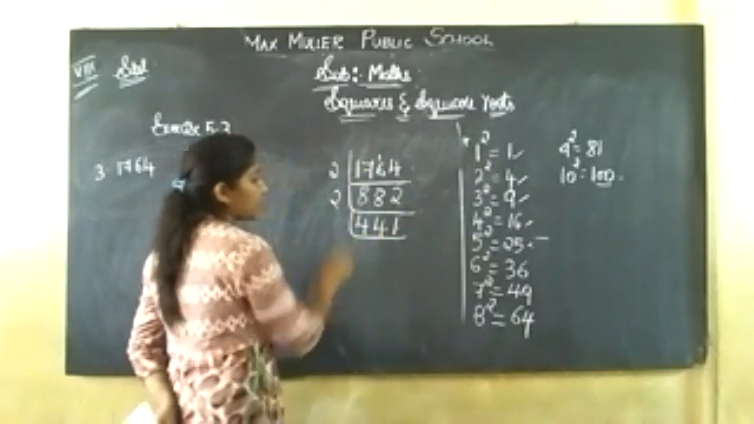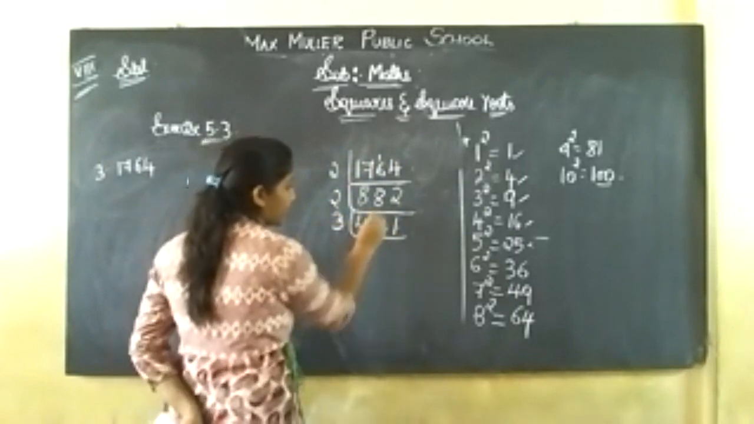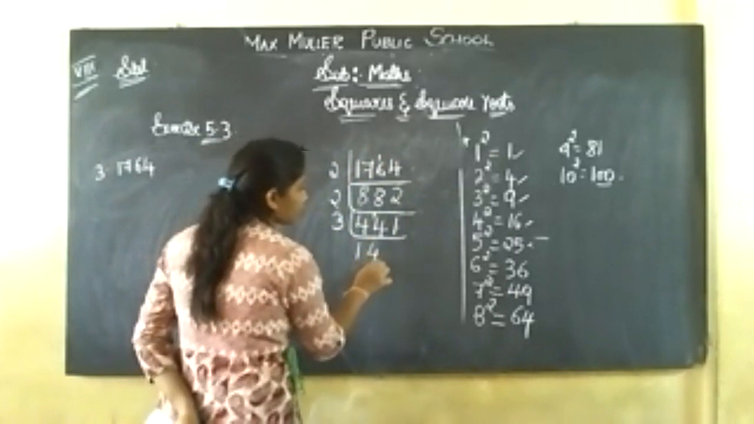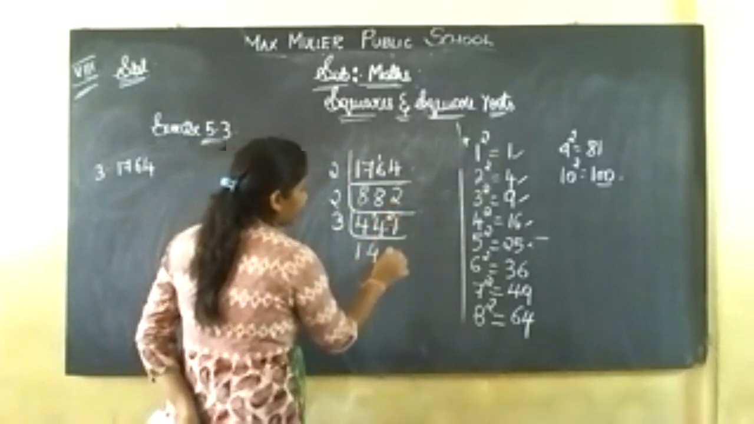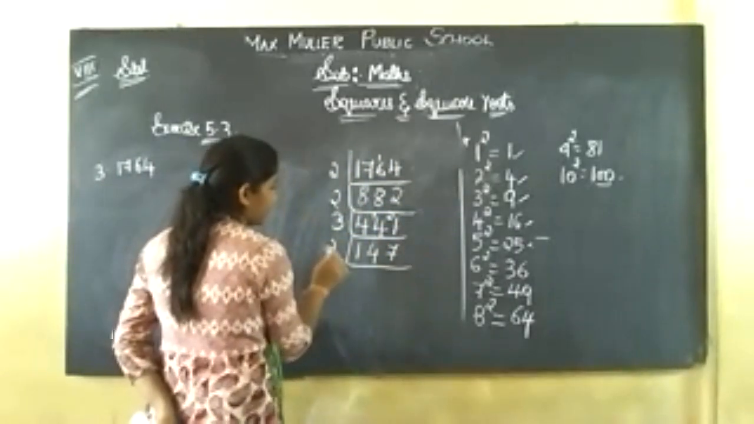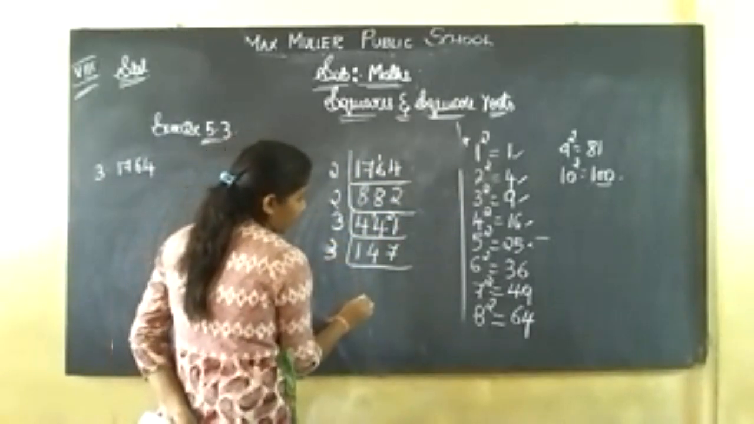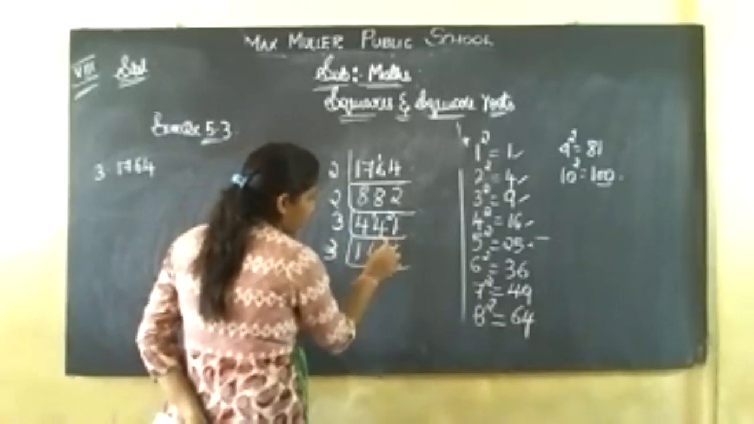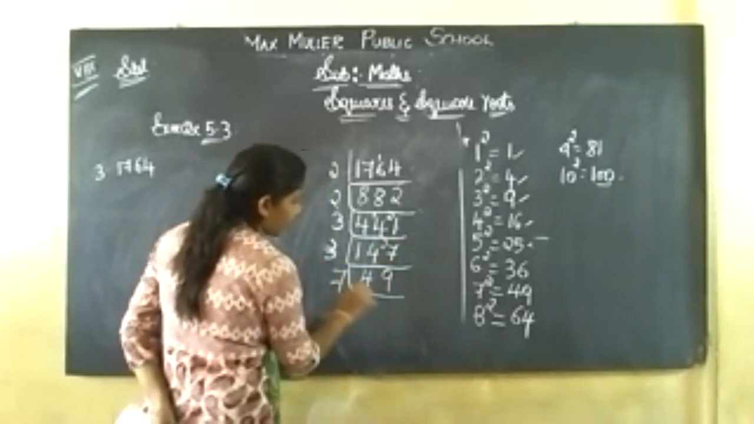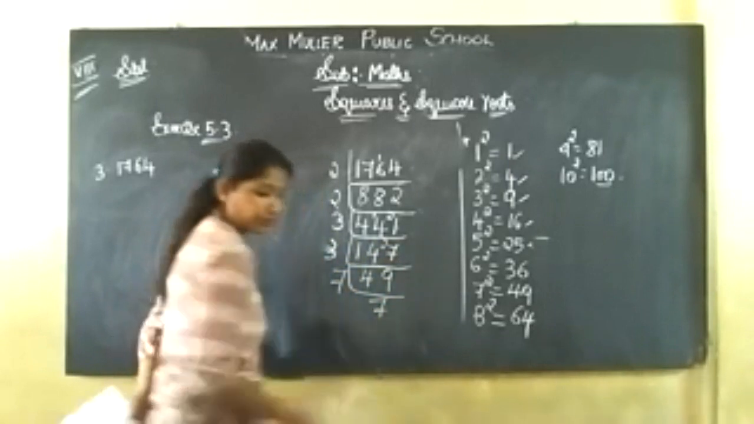Here 1 is there, so go for 3. 3 1s are 3, 1 carry. 3 4s are 12, 2 carry. 3 7s are 21. Again by 3: 3 4s are 12, 2 carry. 3 9s are 27. Again 7 7s are 49.